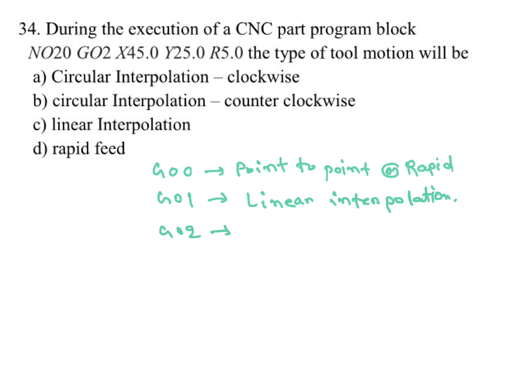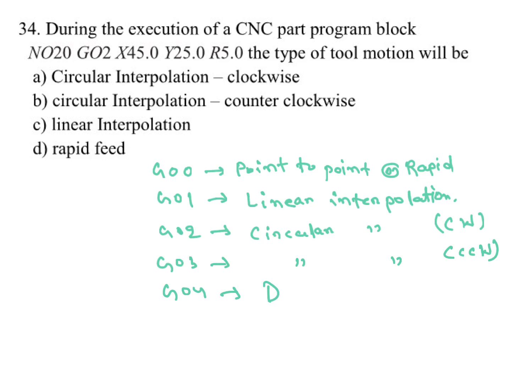G02 is circular interpolation clockwise. G03 is circular interpolation counterclockwise, and G04 is dwell. In our question, G02, so circular interpolation clockwise, A is the answer.